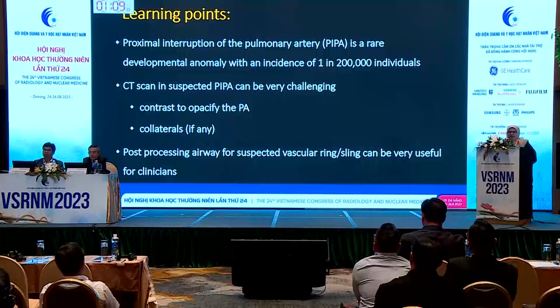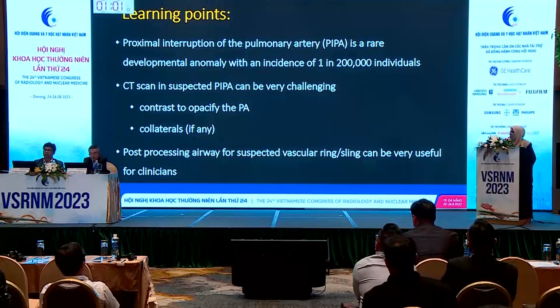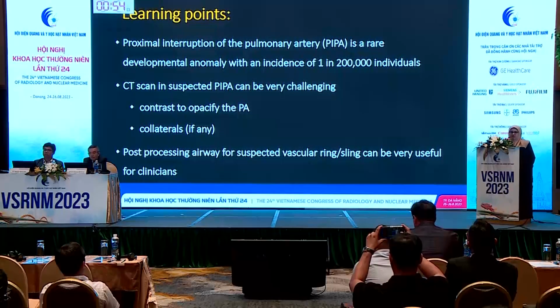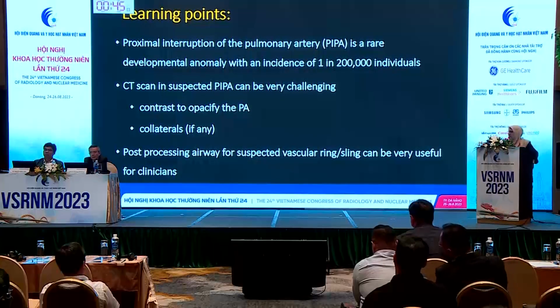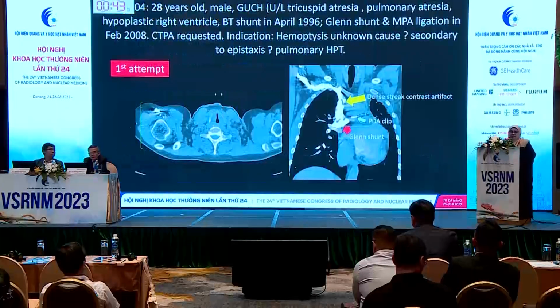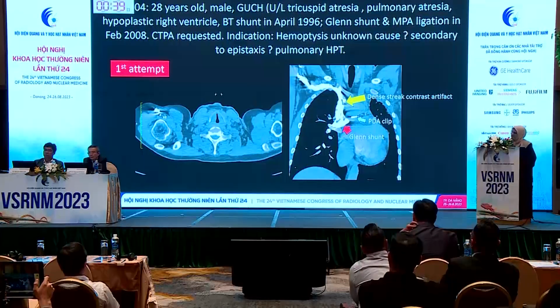So my learning point here is that proximal interruption is very rare, and CT scan in this situation can be very challenging, because you need to opacify both the pulmonary artery and also the collateral, if any. And post-processing is very important, especially for those doing pediatric imaging. Please do airway post-processing in case you suspect any vascular ring or sling, because it will have an impact on the clinician.